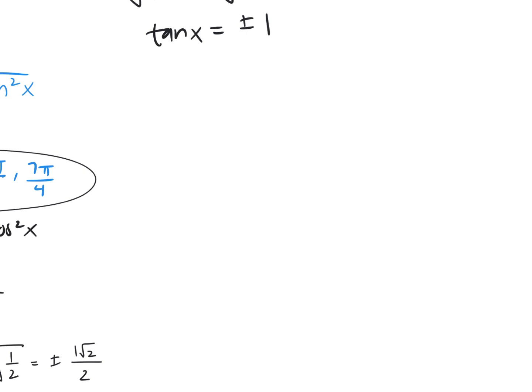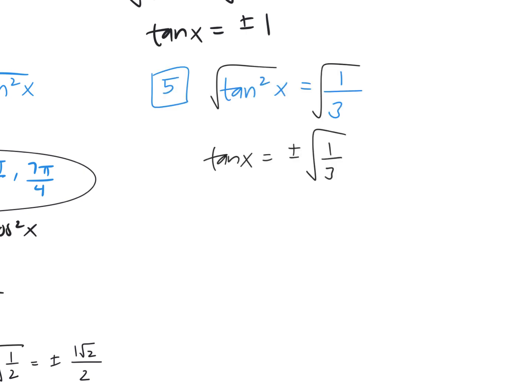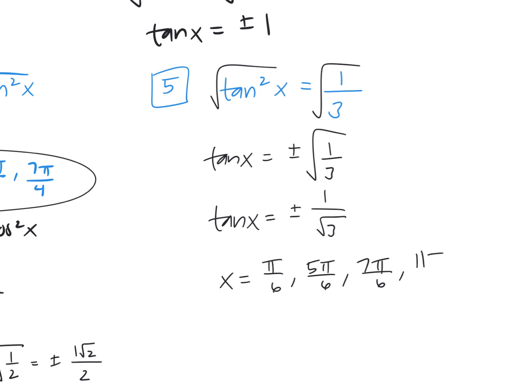Okay, go ahead and try out tangent squared of x is equal to 1/3. Solve for x. And if I simplify this, this would be the tangent of x is equal to plus or minus 1 over the square root of 3, which you could rationalize if you want, but you don't necessarily have to. So if I looked at my unit circle and asked myself, what angle am I going to get a plus or a minus 1 over square root of 3? What angles would you tell me? Pi over 6, 5 pi over 6, 7 pi over 6, and 11 pi over 6.